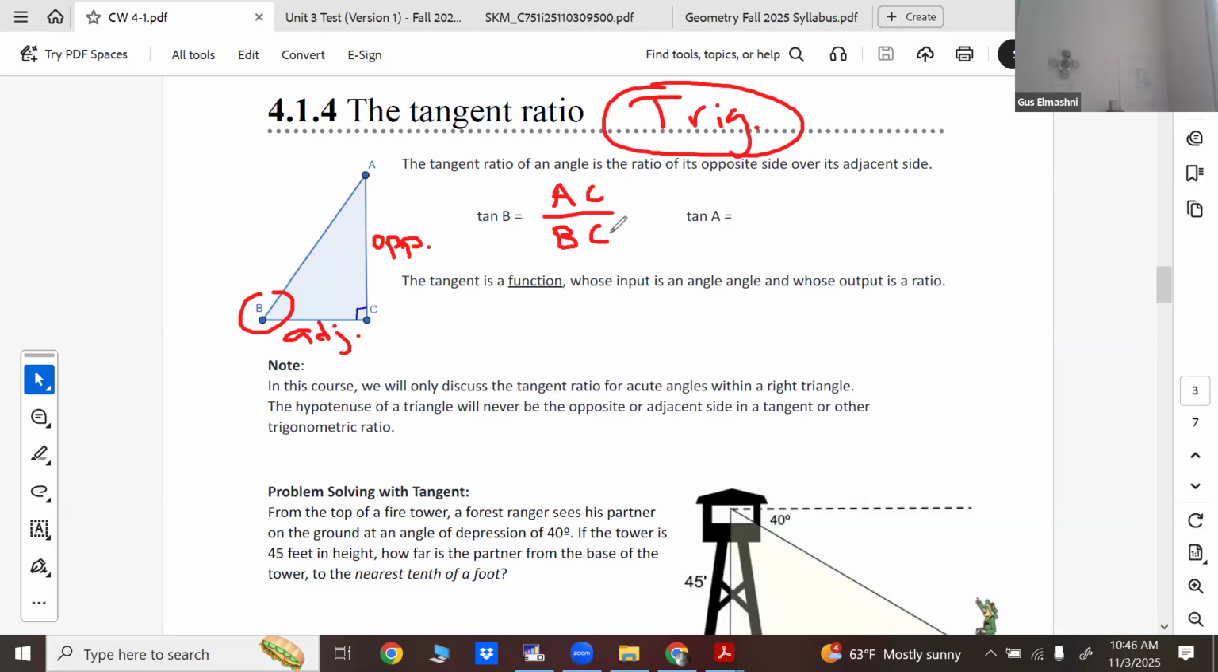Great question. Okay, BA has a special designation. What do we call BA in the right triangle? What name does BA get? Hypotenuse. So it doesn't count. So tangent only uses legs. Let me make that clear. Tangent only uses legs.